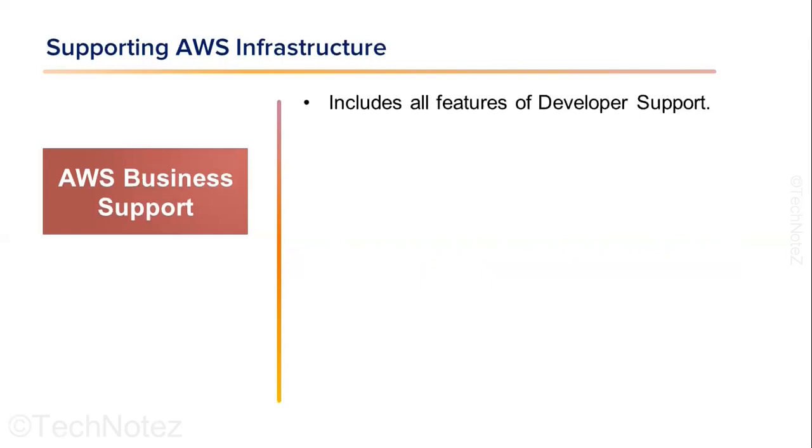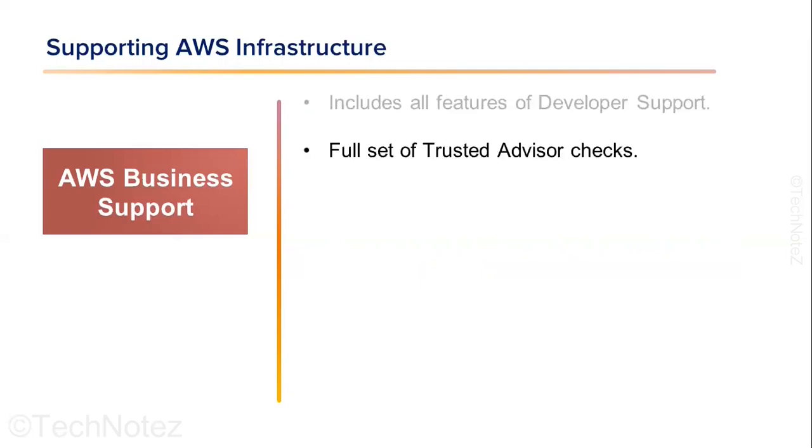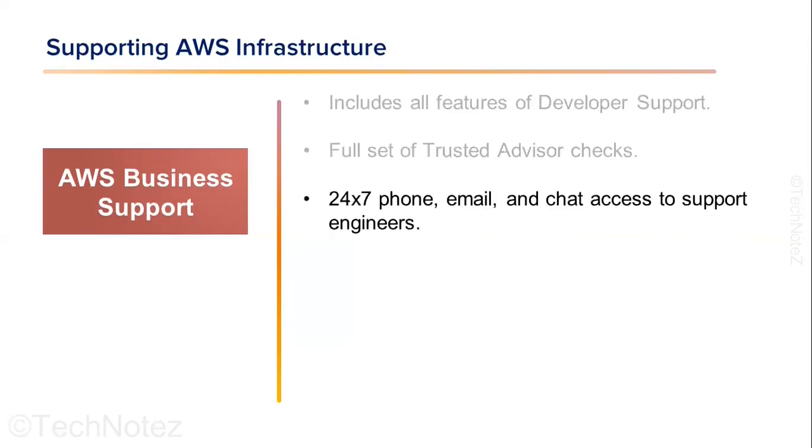This plan is designed for organizations that have a high volume of users. It includes all features of Developer Support and a full set of Trusted Advisor checks. With Business Support, you have 24/7 phone, email, and chat access to support engineers, so you can directly pick up a phone and actually call an engineer. Business Support allows all your resources to have access to the support center and file support requests.